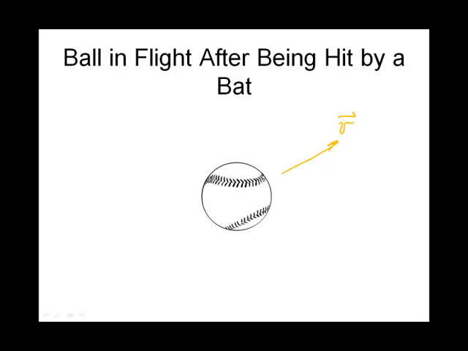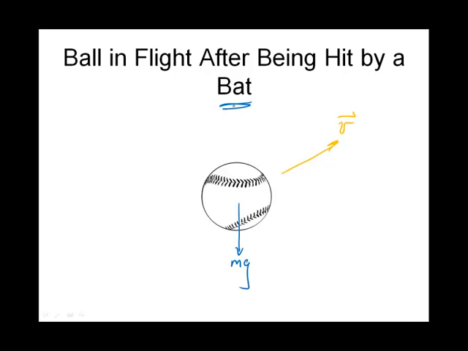So the only forces acting on the ball must be long-range forces. And again, there's no source of electricity or magnetism. So the only long-range force I need to concern myself with is gravity. So there's a gravitational force acting on the ball, and that's in the downward direction. That's it. There are no other forces acting on the ball.